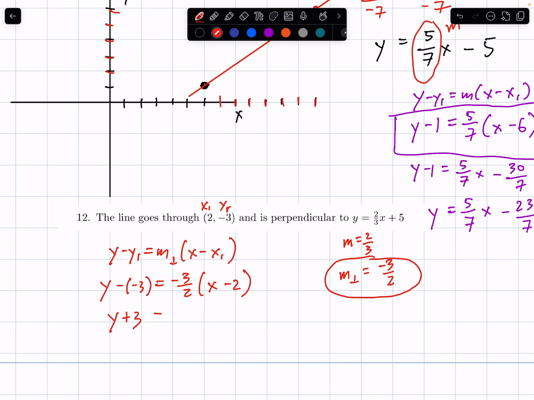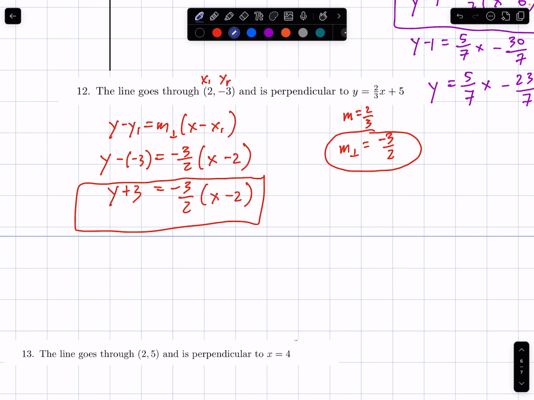Or y plus 3 is -3 halves x minus 2. That's the equation for my line. Okay, now change it to slope-intercept form.